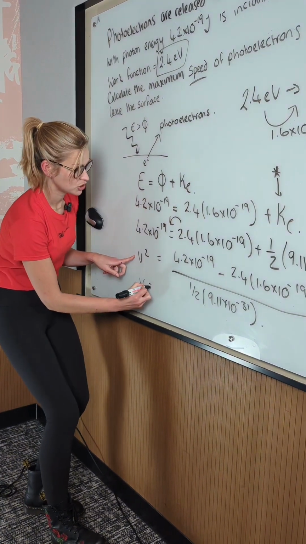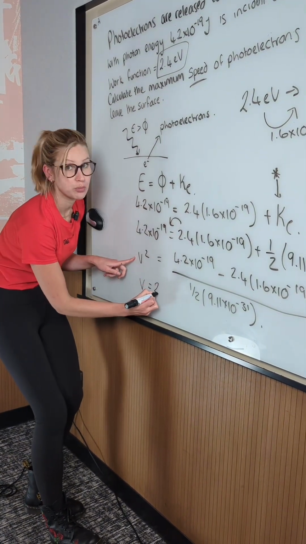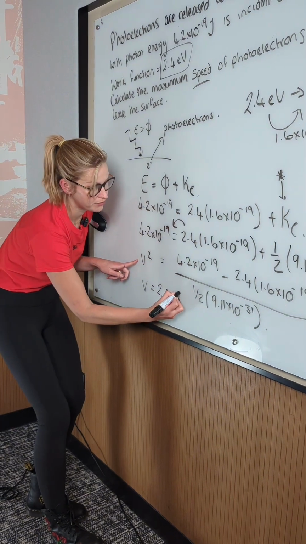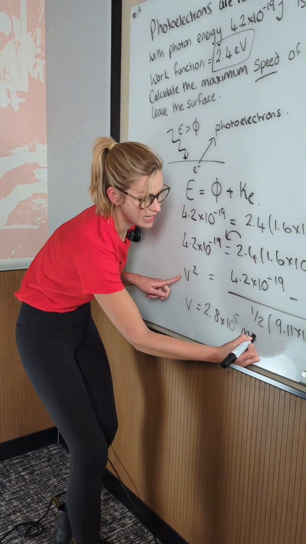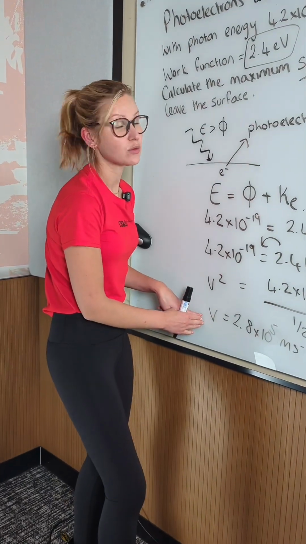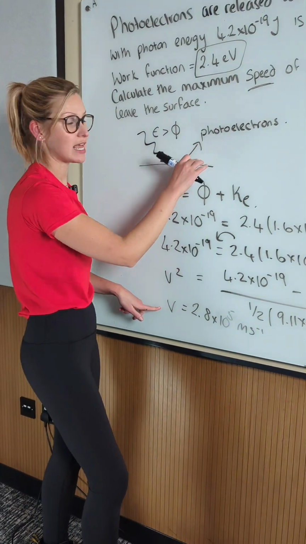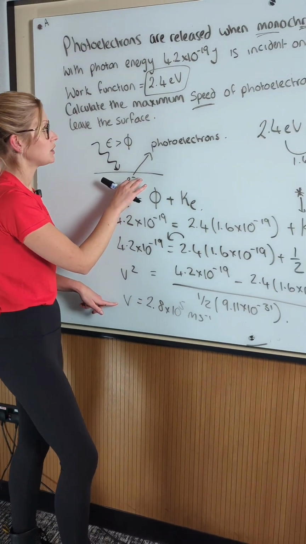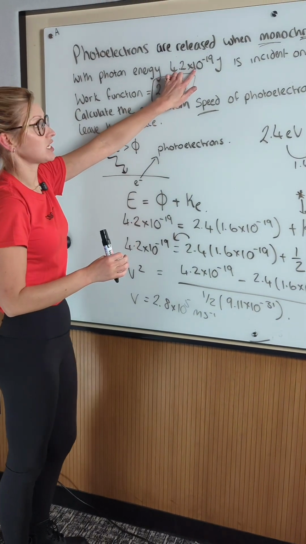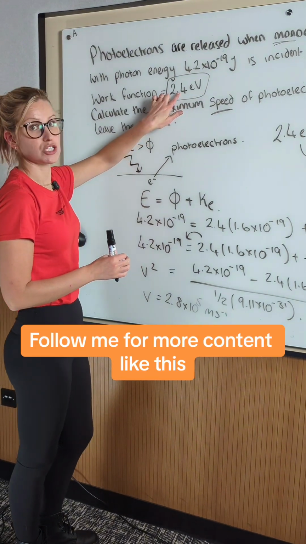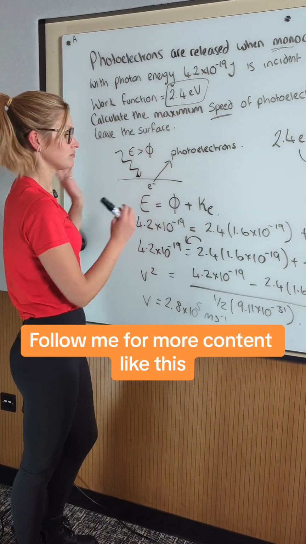And at the end, you should get a final speed of 2.8 times 10 to the power of 5 meters per second. So what we found here was what speed those electrons get emitted from the surface of the metal because the energy of the light was above the work function of that metal. So that's grand.